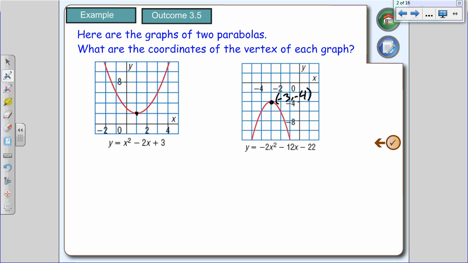Is the first one a minimum or a maximum? It's a minimum. That's the absolute lowest the point will ever happen. Is that one a minimum or a maximum? Maximum is the highest point you'll ever get on that graph. That should be review.